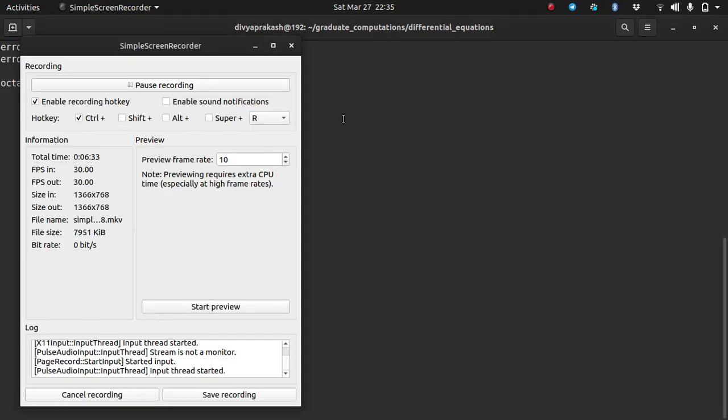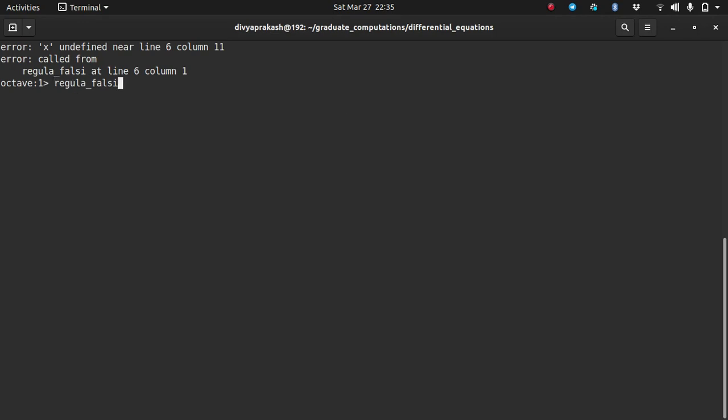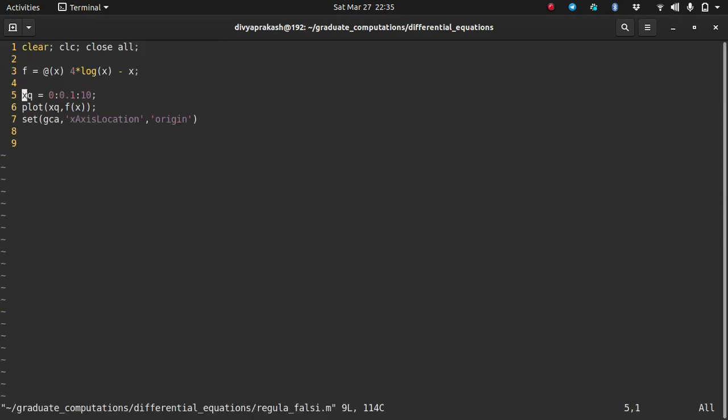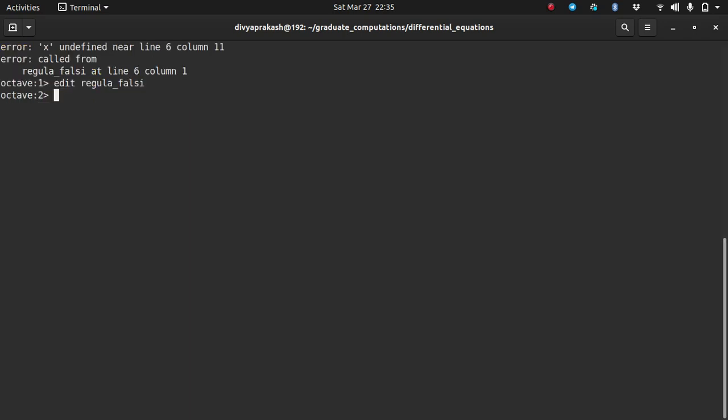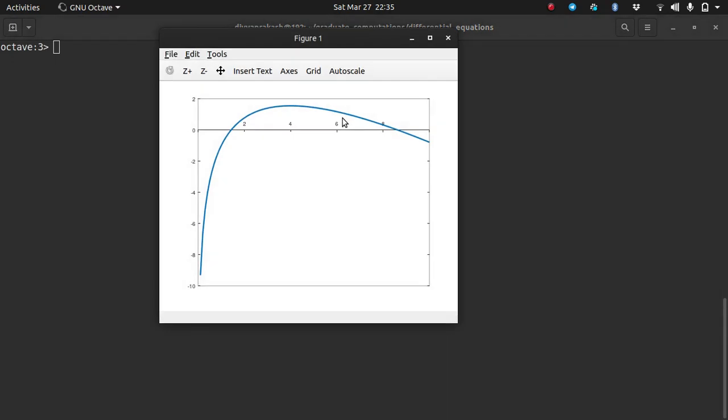Regula falsi. Okay, there's an error. X is undefined. So let's solve that error. Line number 6, x is undefined. So I have not defined x as xq. The error was I had written x in place of xq. Now let's run it. So we are getting the graph as earlier, and let's solve for the first root.